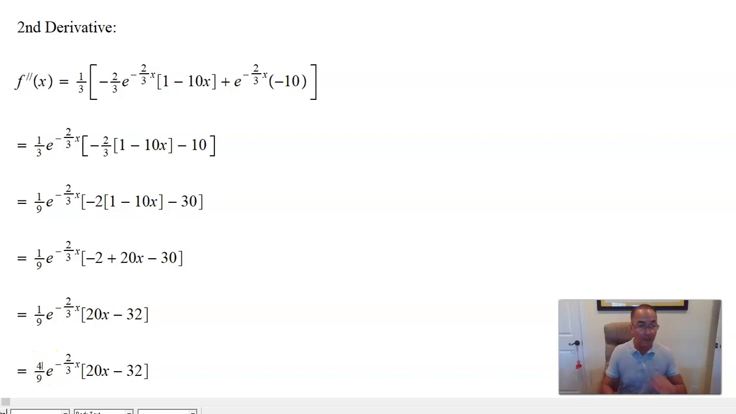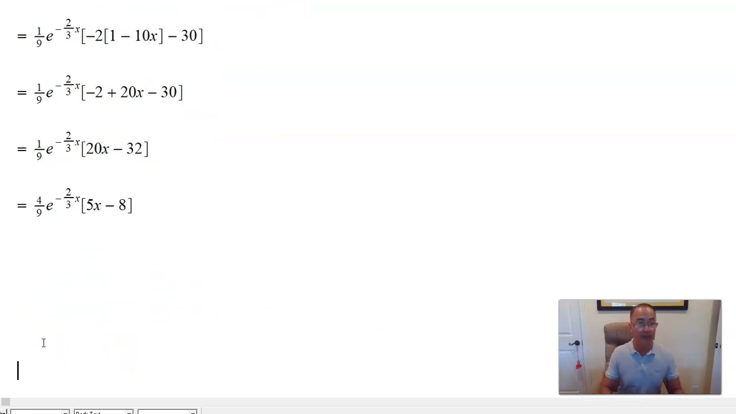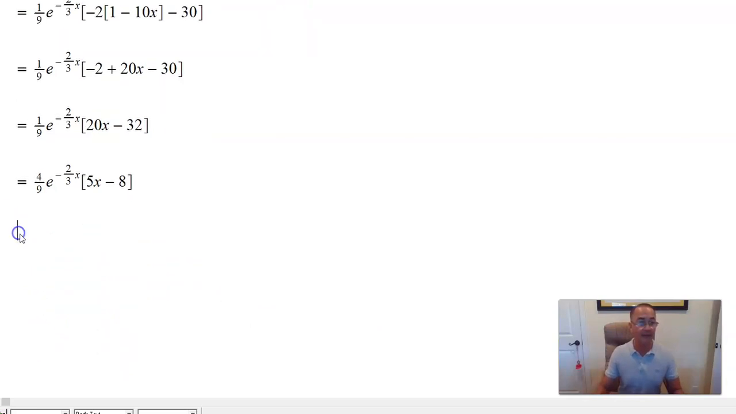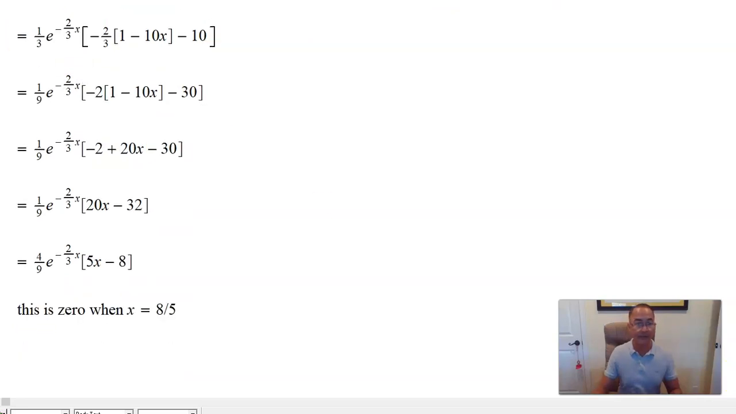So that becomes now 4 over 9. 20 divided by 4, we have 5x remaining. 32 divided by 4 is 8. Awesome. So it looks like we have 5x minus 8, and that will happen when x is 8 over 5. This is 0 when x is 8 over 5. And what about positive, negative? So we're going to analyze the second derivative.